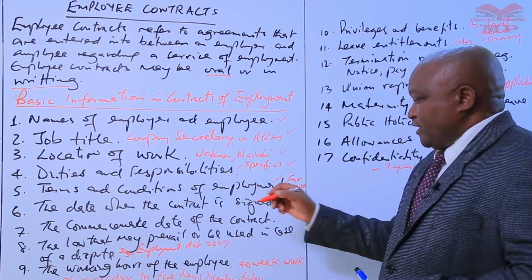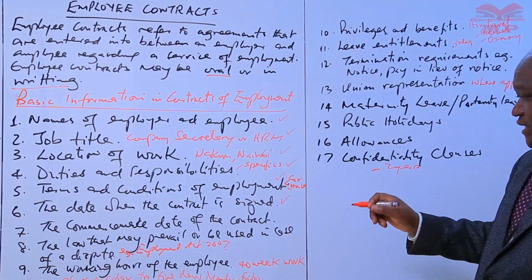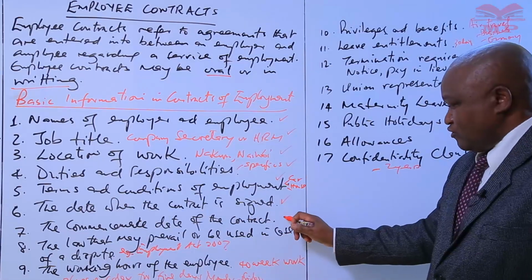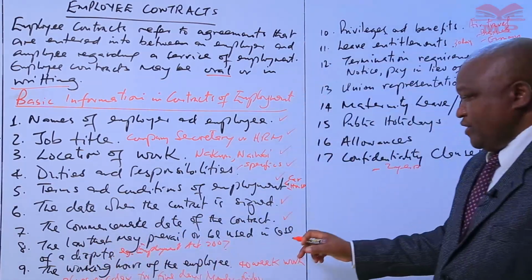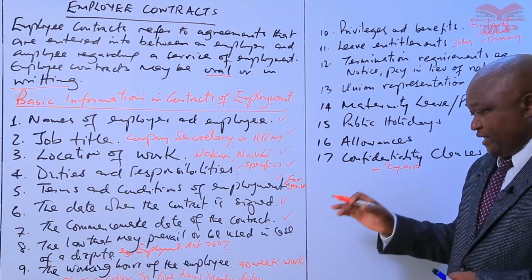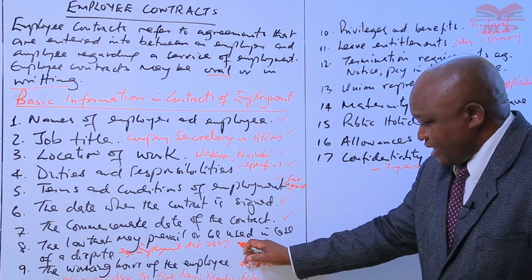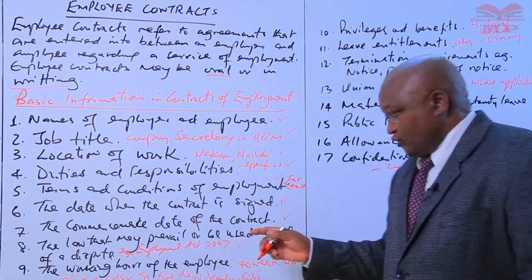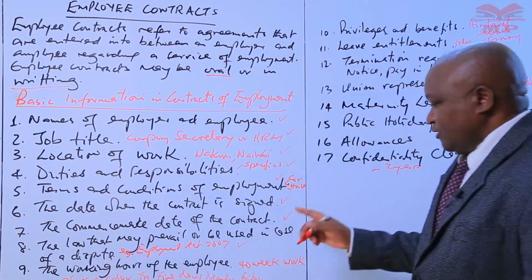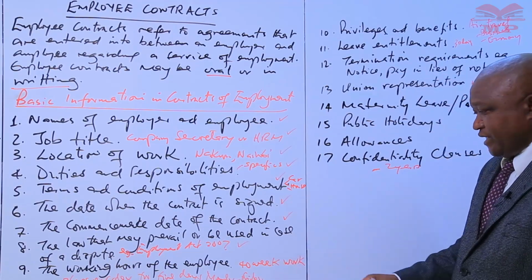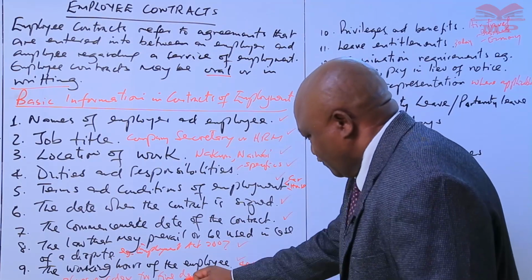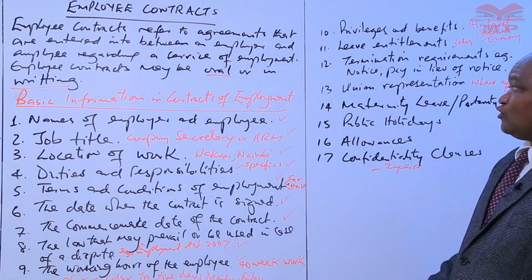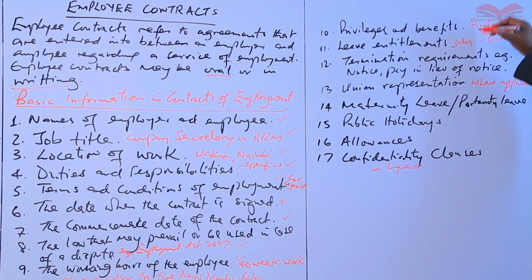Then the date when the contract is signed, that is important. Then the commencement date of the contract. Then the law that may be used or may prevail in cases of disputes. And we have said in Kenya, the employment contract is governed mainly under the Employment Act 2007. Then the working hours of the employee, for example, 40 hours per week or 8 hours per day for 5 days from Monday to Friday. That should also be indicated. Then privileges and benefits, for example, air travel. Will the employee travel business class or economy class?